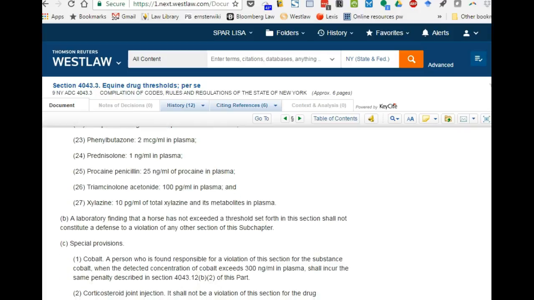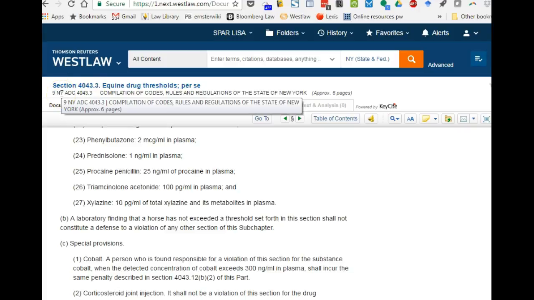So we took a look at the 2014 code, and by the way, the archived administrative codes are online as well as the archived statutory codes. And by archived, I mean older ones. So we went back to the New York Code, and it's on Westlaw as well, as that was in 2014, and took a look, and we couldn't even find this section, 4043.3 of Title 9 of the New York Administrative Code.